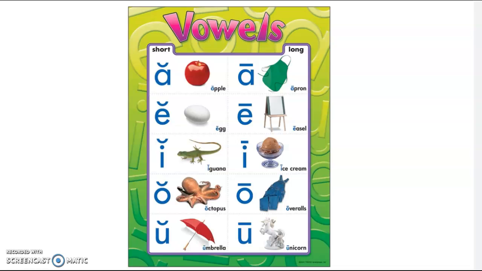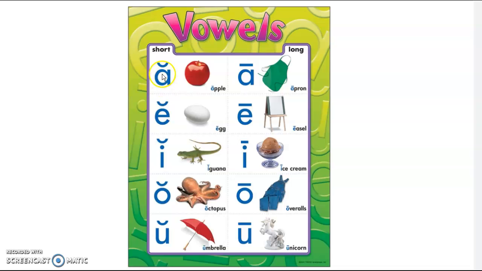Today, friends, we are going to be looking at vowels and doing a quick little review of what vowels are. Now, vowels are very special because every word has at least one vowel and many words have more than one vowel. So we are going to look at the vowels. What are the vowels, you may ask? So the vowels are the letters A, E, I, O, and U.